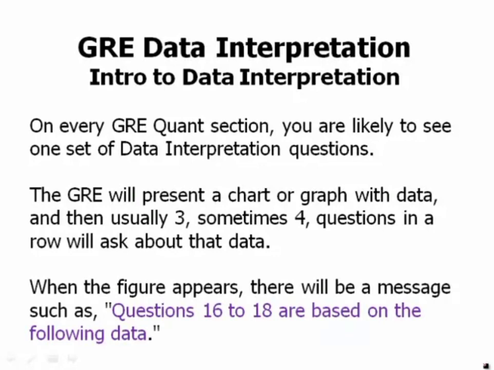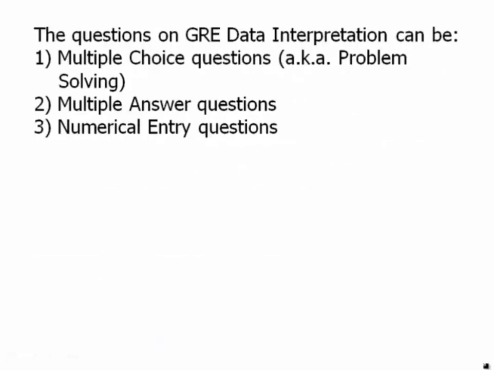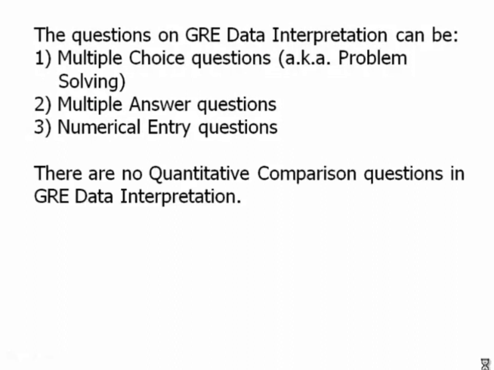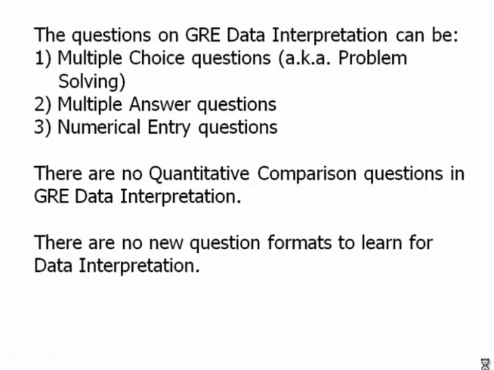When the figure appears, there'll usually be a message something like, "Questions 16 and 18 are based on the following data," and so that will be up as you go through those 3 questions. The questions on the GRE data interpretation can be multiple choice questions, i.e. problem solving, multiple answer questions, or numeric entry. There are no quantitative comparison questions in the GRE data interpretation.